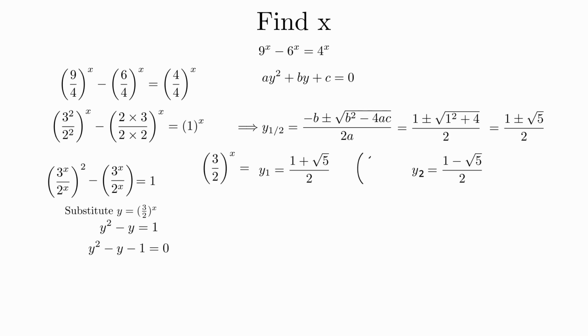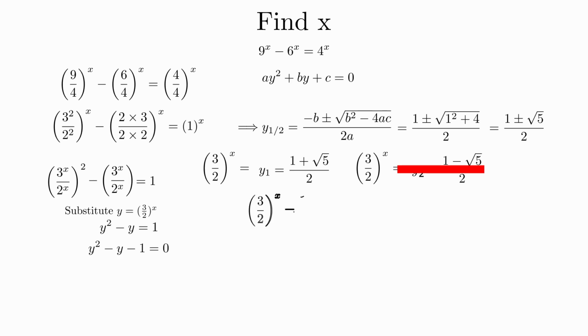We know that y is equal to (3 over 2) to the power of x. That means that y is always greater than or equal to 0. If we look at our first solution, we see that y is equal to 1 plus square root of 5 over 2, and this value is always positive. On the other hand, the second solution is 1 minus square root of 5 over 2, which is negative, but we said that y needs to be positive or 0. That tells us that of the two solutions, only the first one is valid.